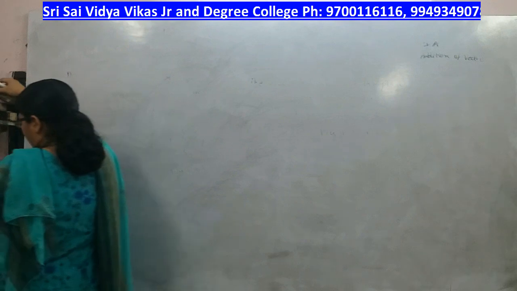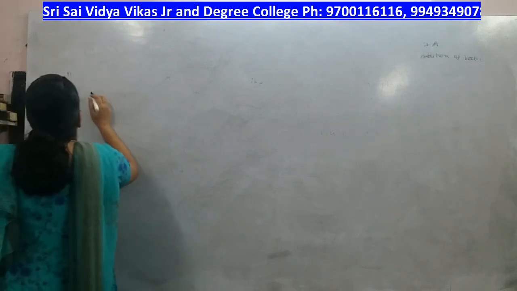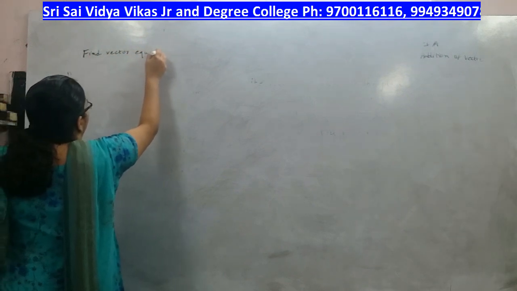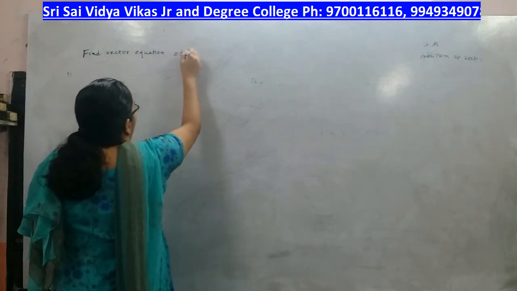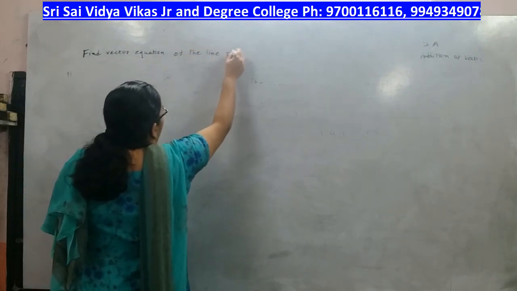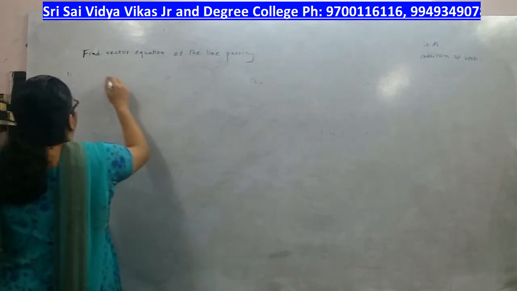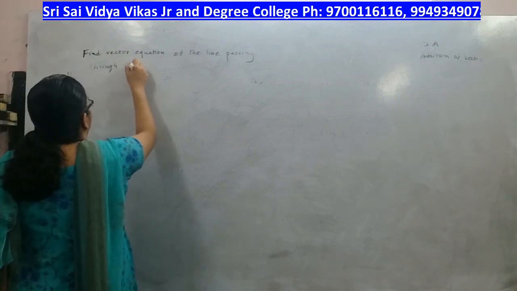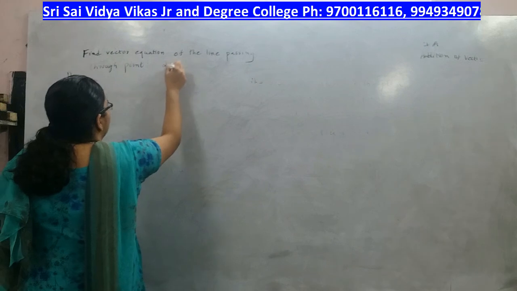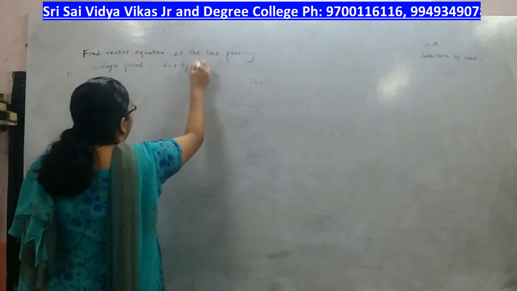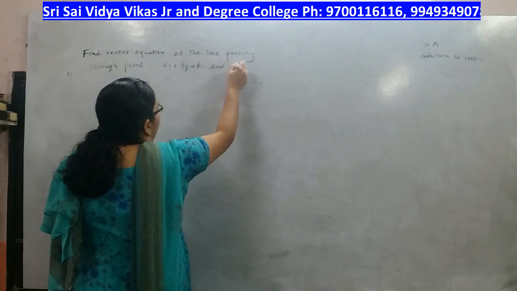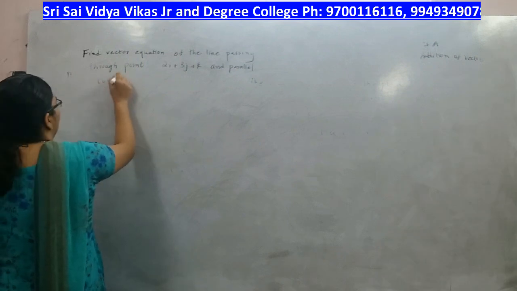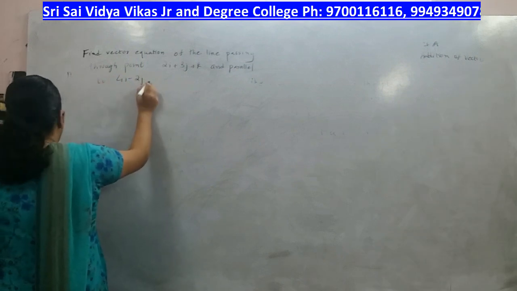In the first problem, we have to find the vector equation of the line passing through point 2i plus 3j plus k and parallel to 4i minus 2j plus 3k.